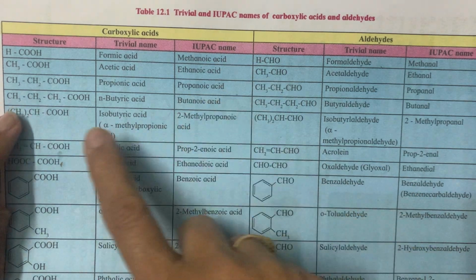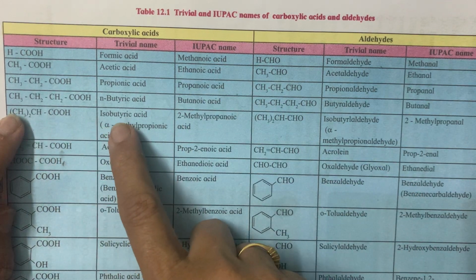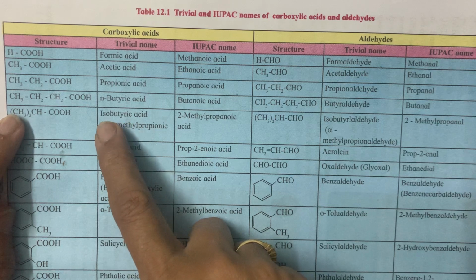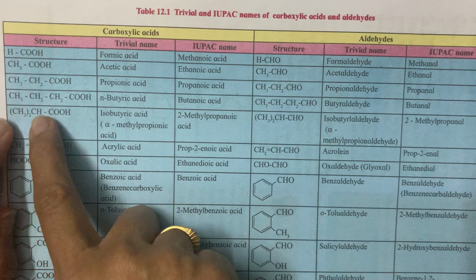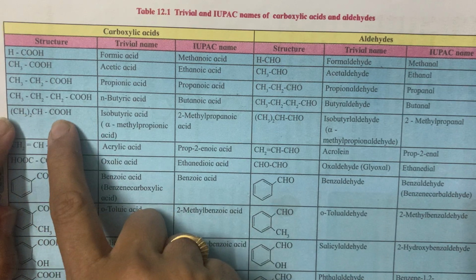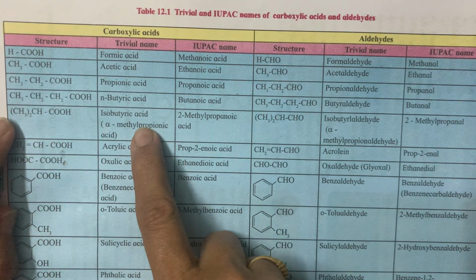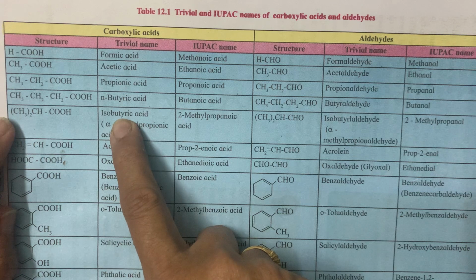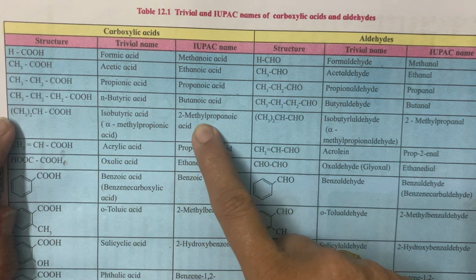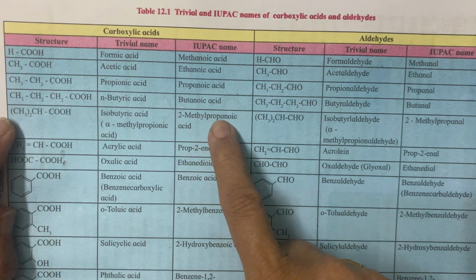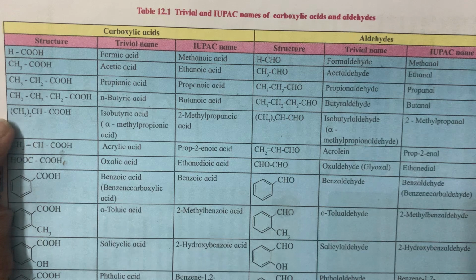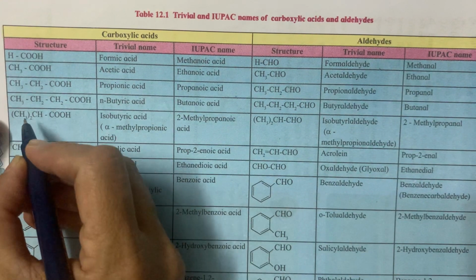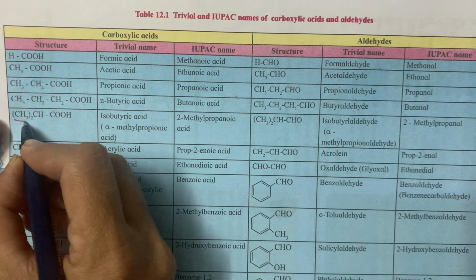When there is a branch, then in the trivial name we can mention it as isobutyric acid. Butyric, again the four-carbon acid, is present in butter, so this is butyric acid. But when it comes to the IUPAC name, we have to follow all the rules. Which are those rules? First of all, you have to select the longest continuous chain.